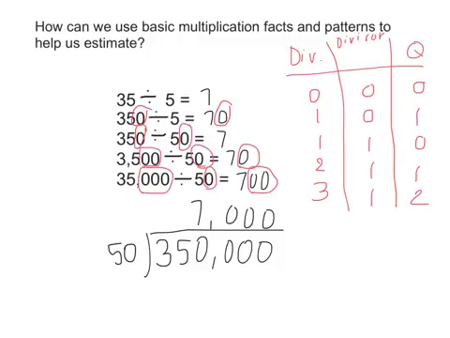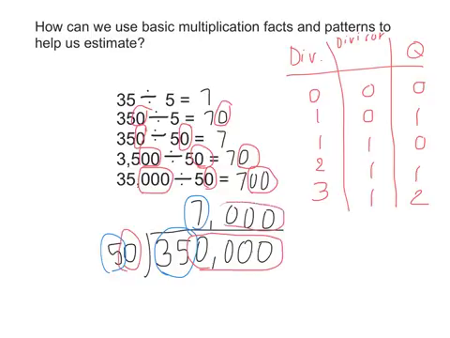Yeah, so we know that 350,000 divided by 50 is going to equal 7,000 because we can use what we know about basic facts. Do we know that 35 divided by 5 is 7? Right, so this part we know because of a basic math fact. And then with the zeros, we can use the pattern we noticed: the number of zeros in the dividend minus the number of zeros in the divisor is going to give us the number of zeros in the quotient.